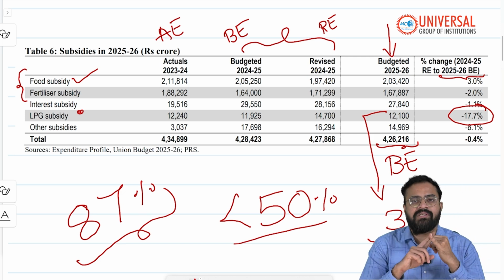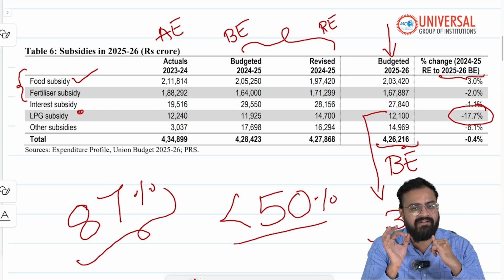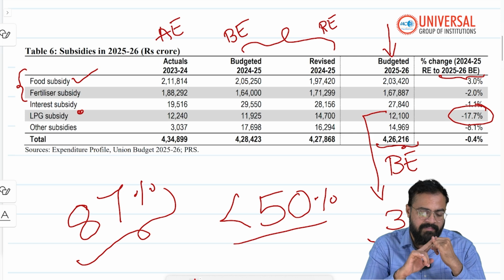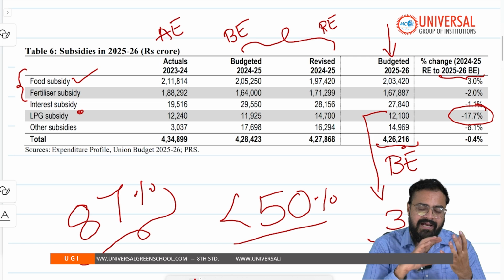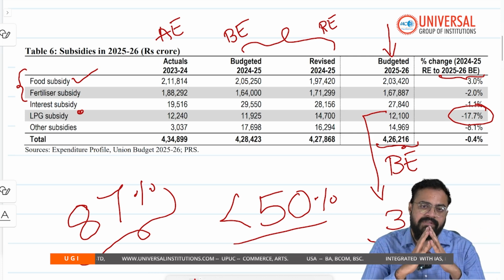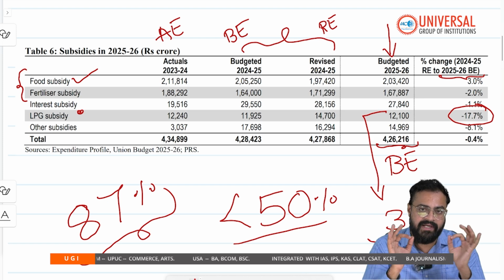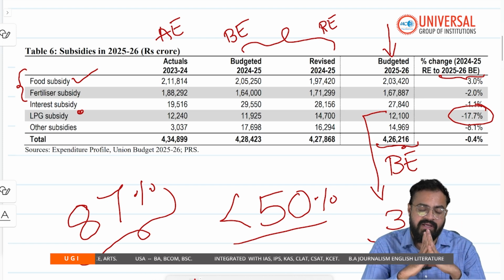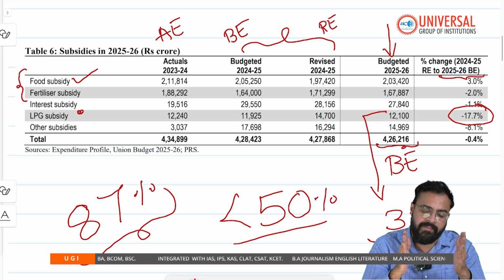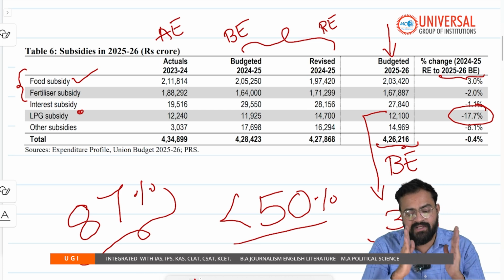One, the food subsidy is less than 50% of the total subsidy bill. Point number two is that food and fertilizer subsidy collectively account for nearly 87% of the total. And the one that has seen the sharpest decline happens to be the LPG subsidy, which accounts for nearly 3% of the total subsidy bill.